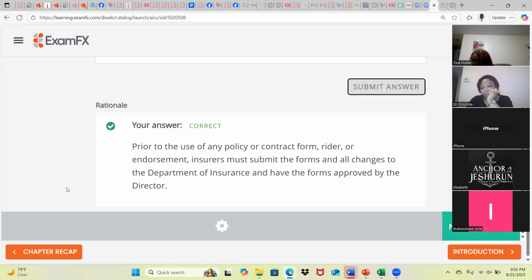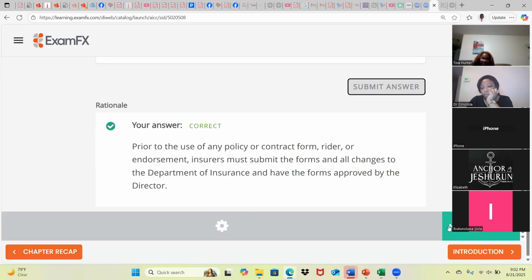Prior to the use of any policy or contract form, rider or endorsement, insurers must submit the form and all changes to the Department of Insurance and have the forms approved by the director. So there's something very pertinent here for you to understand that might come in the exam. The director has to approve these forms before insurance companies use them, and if there are going to be changes made, the director or the insurance department has to approve them. So key in on that.